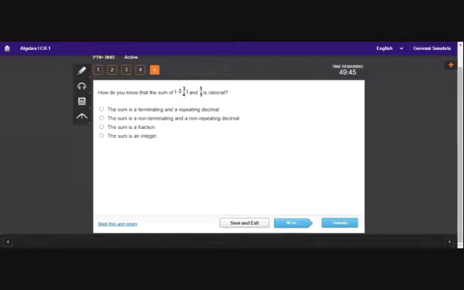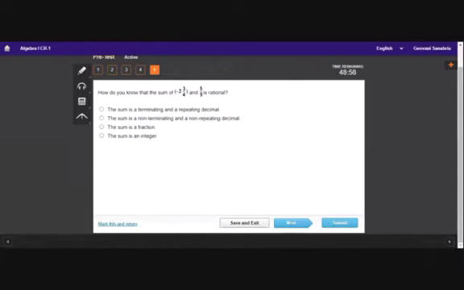And they would just add those two? Yeah, I think it depends on how you do it. The sum is a terminating and a repeating decimal. If it's terminating, it's not irrational. Wait, so negative 2 3/4 is already written as a fraction, but you can change it into a decimal, negative 2.75.